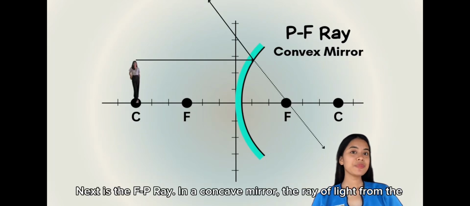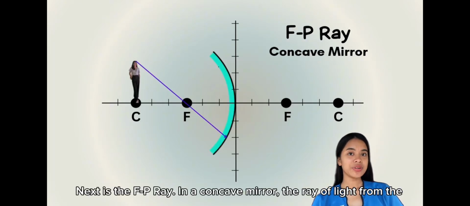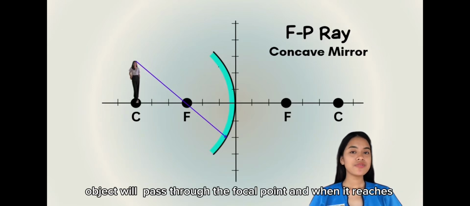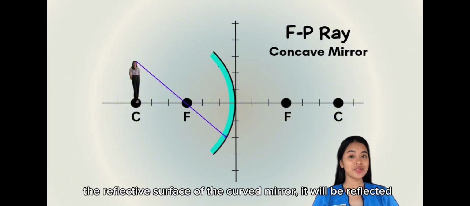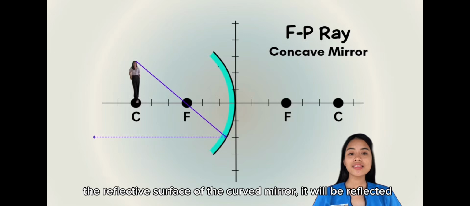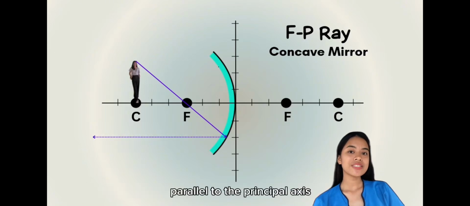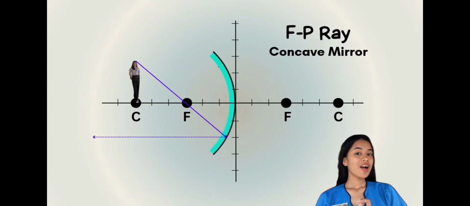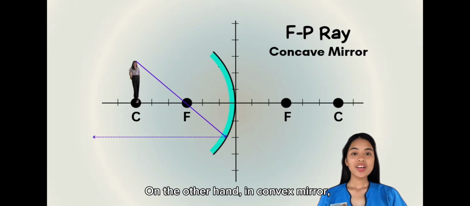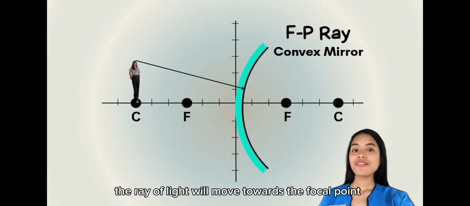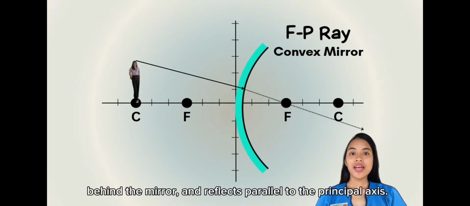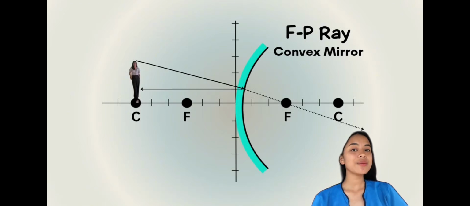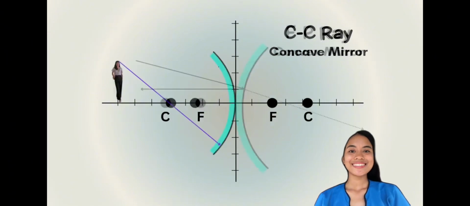Next is the F to P ray. In a concave mirror, the ray of light from the object will pass through the focal point, and when it reaches the reflective surface of the curved mirror, it will be reflected parallel to the principal axis. On the other hand, in a convex mirror, the ray of light will move towards the focal point behind the mirror and reflect parallel to the principal axis.